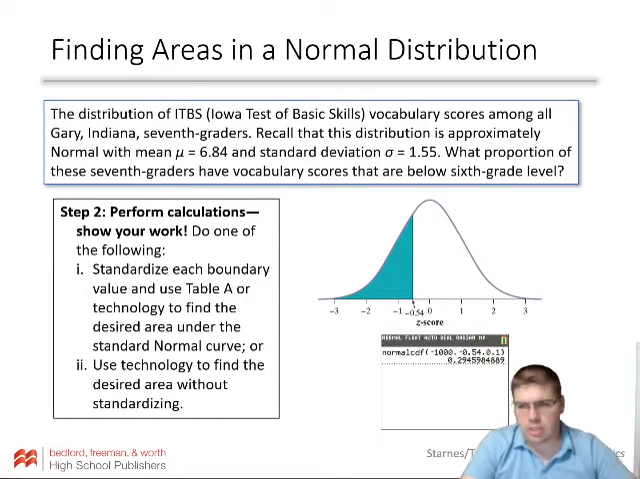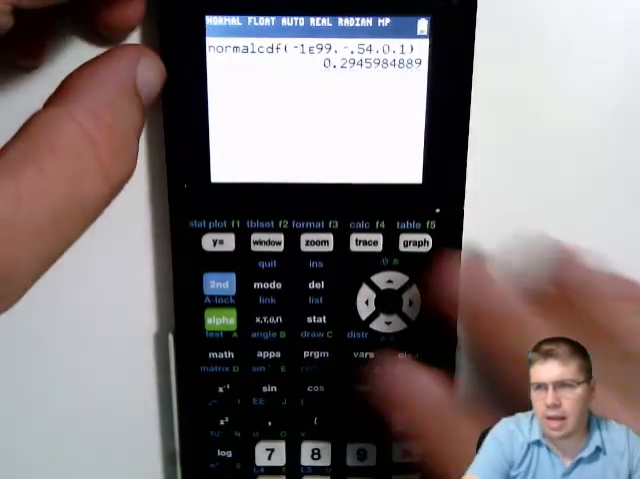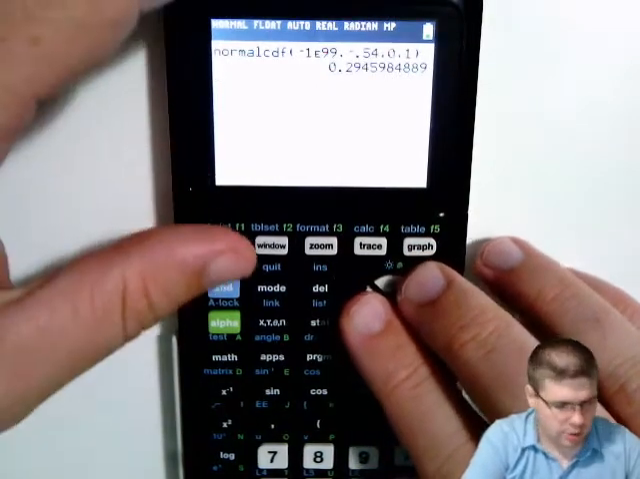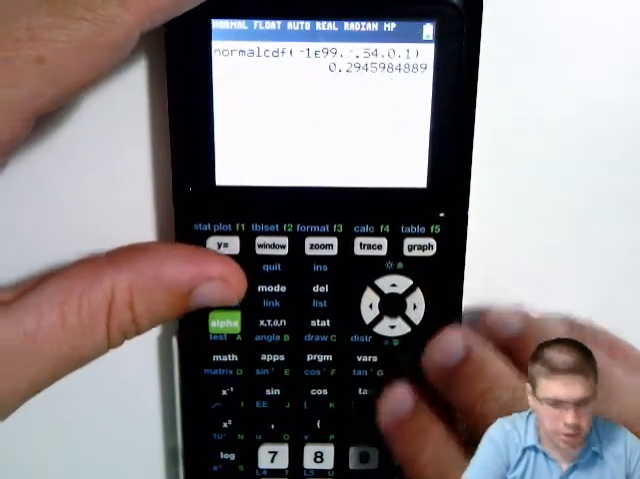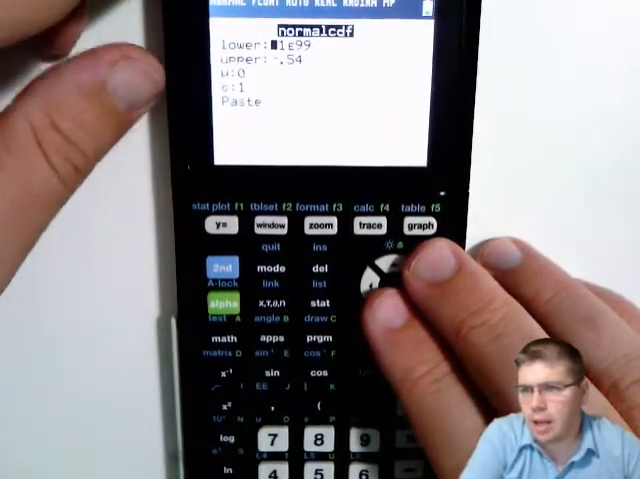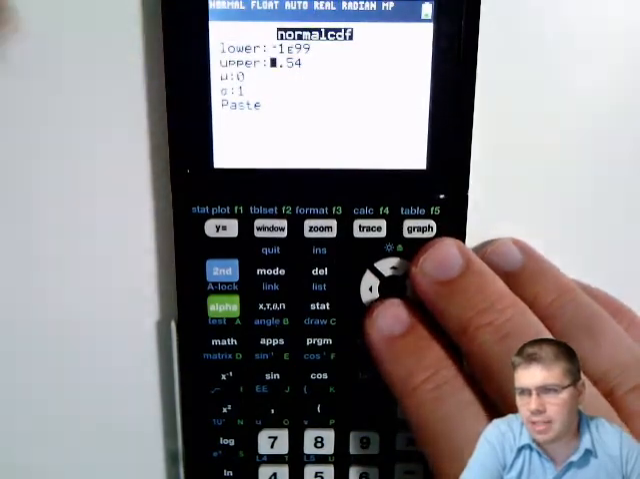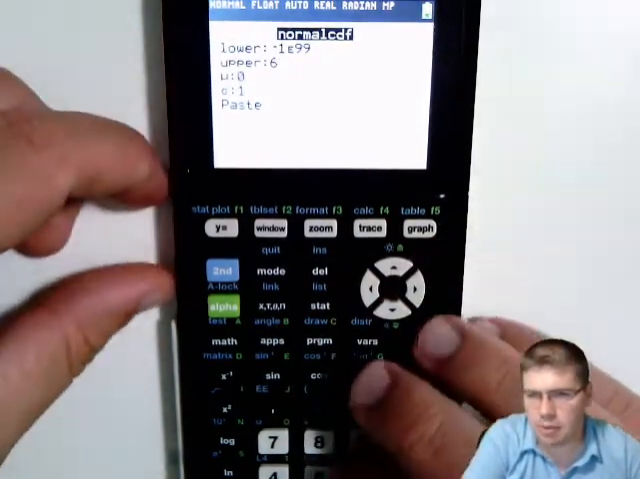The other way you can do this in your calculator is we can do this without standardizing ever. So instead of hitting second enter, I'm going to do this again. Second distribution, normal CDF. We can do lower bound. I'm going to leave that lower bound the same. I'm going to go up to 6, which was our original max, and then I'm going to type in our original mean and standard deviation.